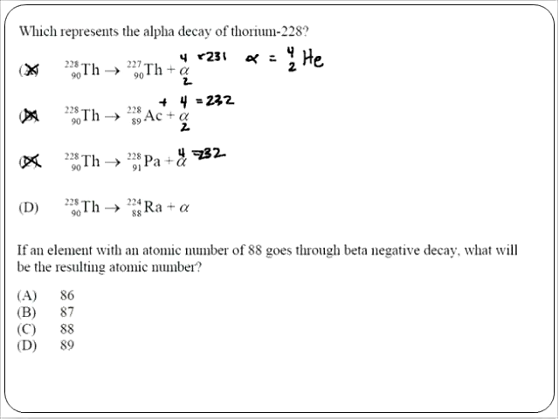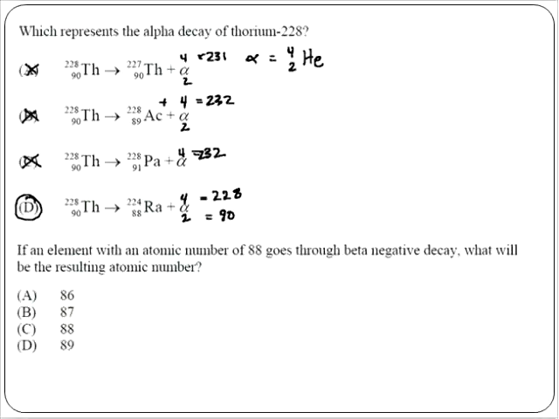Let's just double check it to be sure. 224 plus 4 equals 228. So the top is good. And on the bottom, 88 plus 2 would equal 90. Those are the numbers on the other side, so that is the right answer. But you've got to look for the balanced numbers. The numbers have to balance.